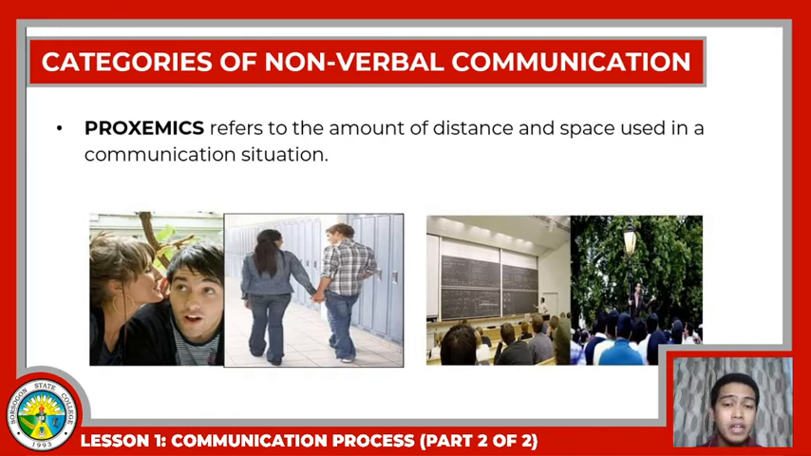So distance is also a form of nonverbal communication. Here we have the first two pictures, which show intimate relationship or intimate communication, different from the last two pictures.